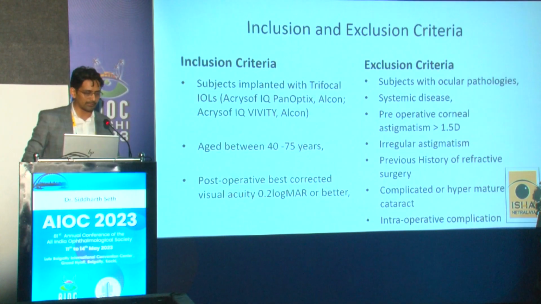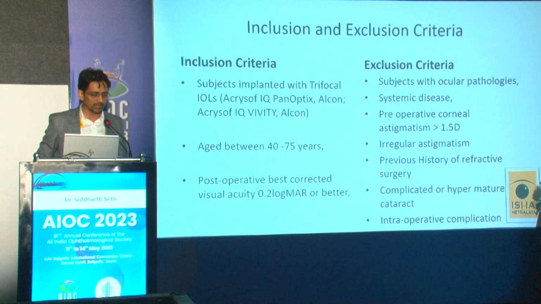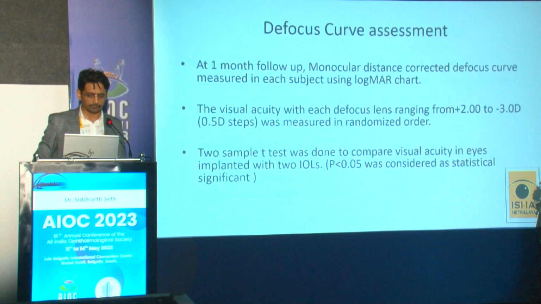Inclusion criteria were patients aged between 40 to 75 years and post-operative best corrected visual acuity of 0.2 logMAR unit or better. Exclusion criteria: subjects with any other ocular pathologies, systemic diseases, pre-operative corneal astigmatism of more than 1.5 diopters, irregular astigmatism, previous history of any refractive surgery, any complicated intraocular complication or hypermature cataracts.